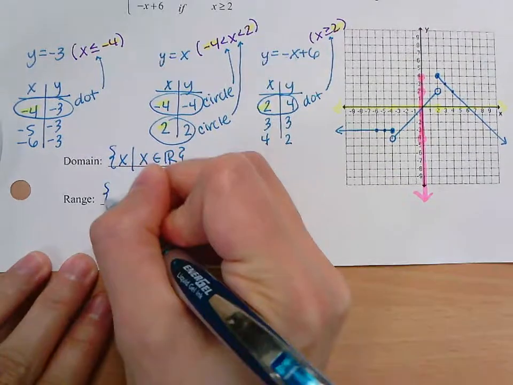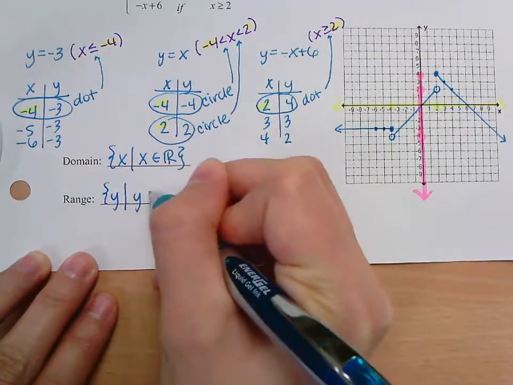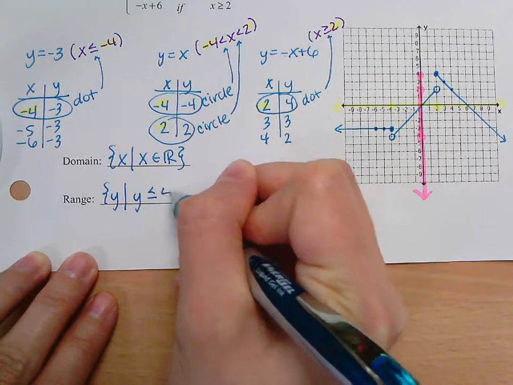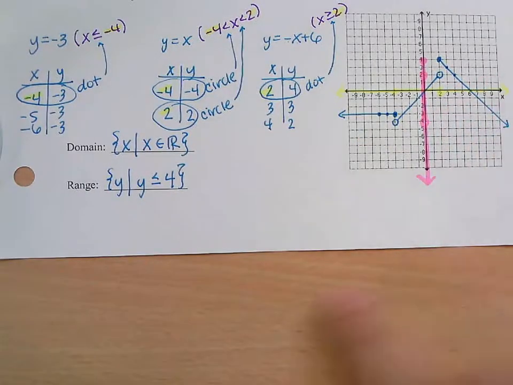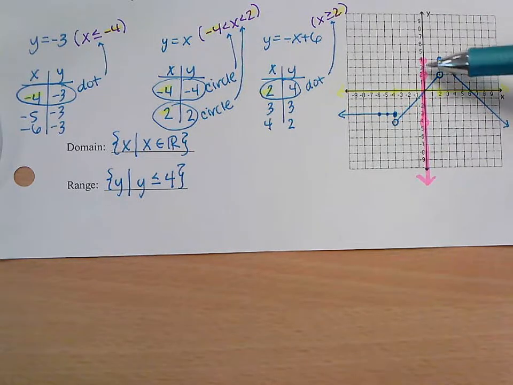So it's y such that y is less than or equal to 4. So it's just one inequality. So just because there's 3 pieces doesn't mean your range is going to be 3 different inequalities. It could be, but these tend to, or that last one kind of includes the other 2. Okay, questions there?